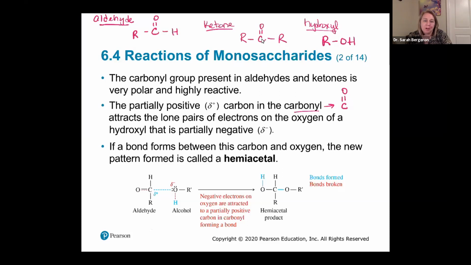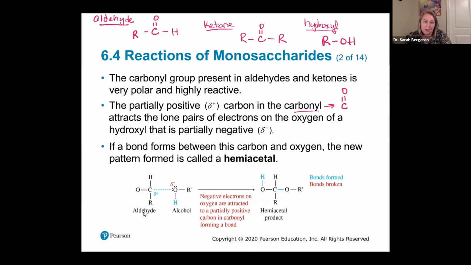And so that partial positive charge on our carbonyl is going to attract the electrons of a hydroxyl group that's partially negative. So over here we have, this is our hydroxyl, remember that's R with an OH. And so what you're going to have is an interaction between this oxygen and this carbon, or this oxygen and this carbon, okay? And so I'll show you how that works in a sugar in a second. But if this bond forms between the carbon and oxygen, then you're going to form something that's called a hemiacetal bond, right? And so here's an example.